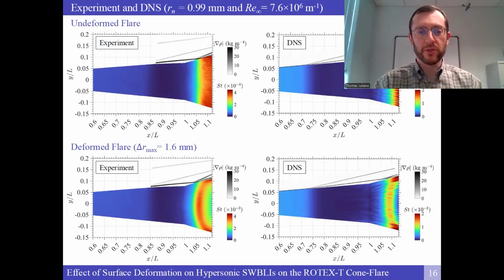Our research into the effect of surface deformation on hypersonic shockwave boundary layer interactions on the Rotex-T cone flare proved to be highly successful. It was an effective collaboration with the Air Force Research Lab. Subject matter experts provided guidance into the most valuable problem to study. They connected us with ATA Engineering, who contributed an analysis that enabled us to design the test article. Researchers at Ohio State University performed direct numerical simulations, which are high-fidelity computations that yielded insight into the complex physics of this flow field. Lower fidelity computations would not have arrived at such useful results.